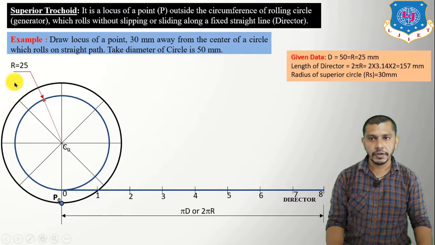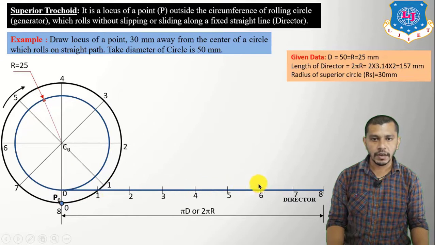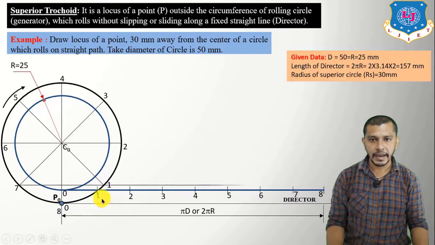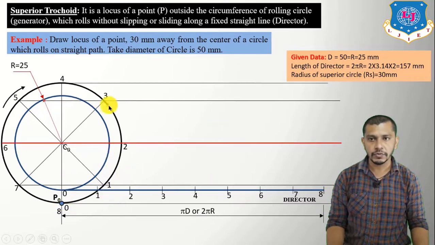Now again the circle is going to roll in the clockwise direction. We have to give the numbering on the superior circle in the anti-clockwise manner, starting from P0: 0, 1, 2, 3, 4, 5, 6, 7, 8. After giving the numbering on the superior circle, we have to draw lines parallel to the line of the detector from the points of the superior circle. So draw lines parallel to the detector from 0, 1, 2, 3, 4.